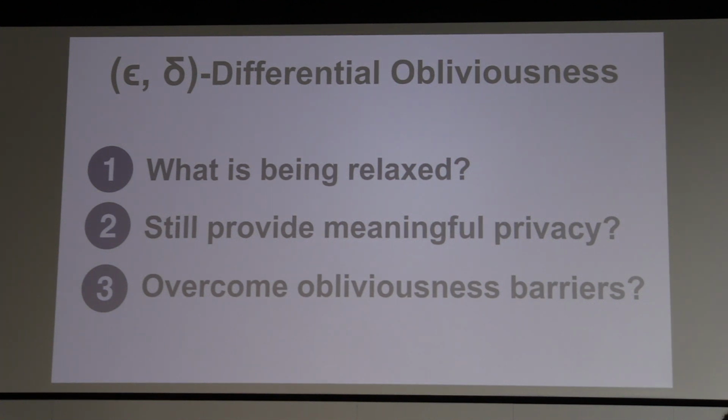So I've defined what epsilon delta differential obliviousness is, and I'm going to try to answer these 3 questions. So this is a new notion. The first thing to understand is what is being relaxed here in comparison with full obliviousness. And then the second obvious question is we want to make sure this is still a meaningful notion. And then third, which is the technically more exciting part, is whether we can overcome oblivious barriers with this new notion. So let's start with number 1. What exactly is being relaxed here? And it's important to understand this.